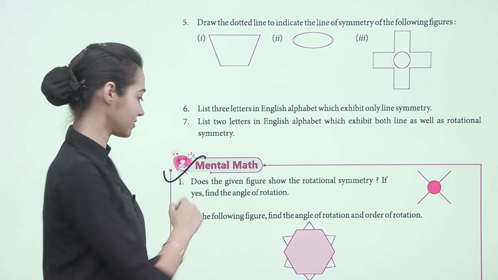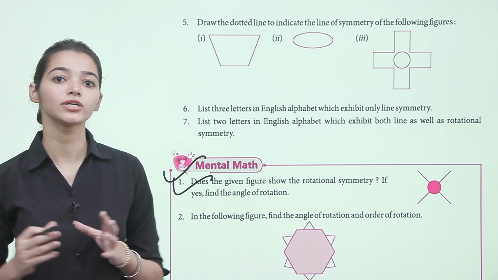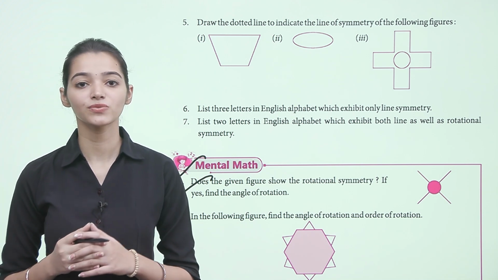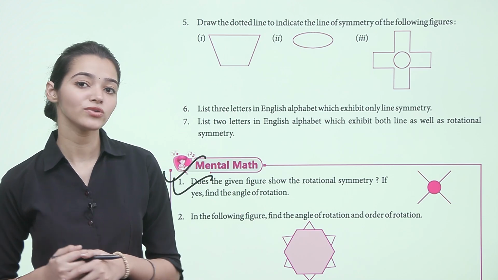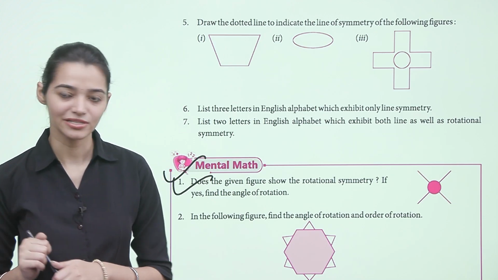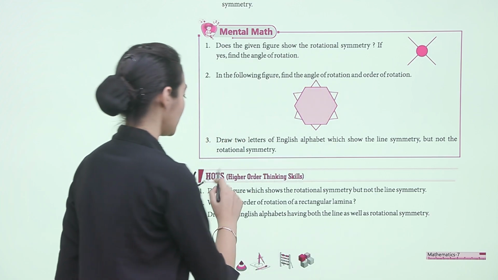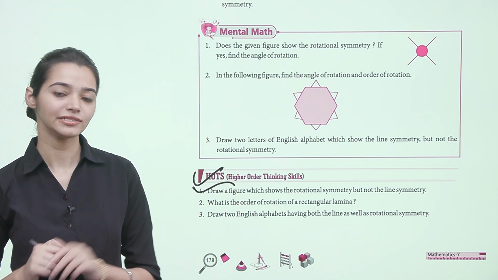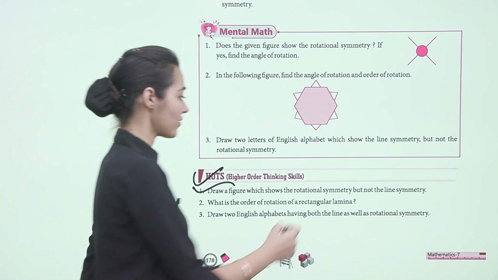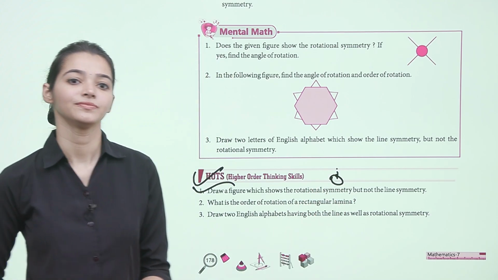Next is our mental maths. In the first part, we are asked whether the given figure shows rotational symmetry. If yes, we have to find the angle of rotation. Yes, it shows rotational symmetry and you have to find its angle of rotation by yourself. Here you have to draw a figure which shows rotational symmetry but not line symmetry. So our circle is one such example.